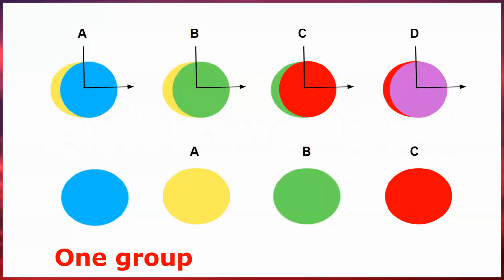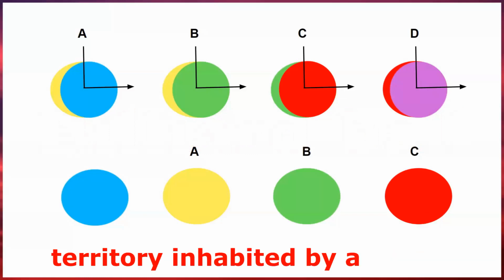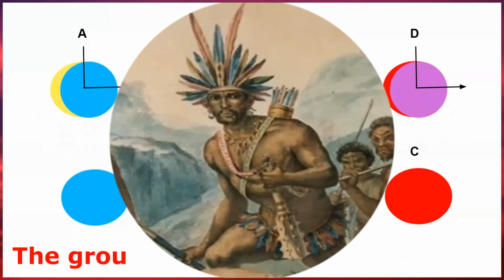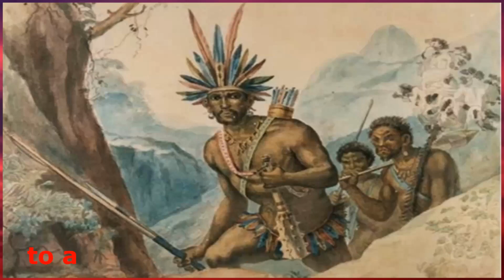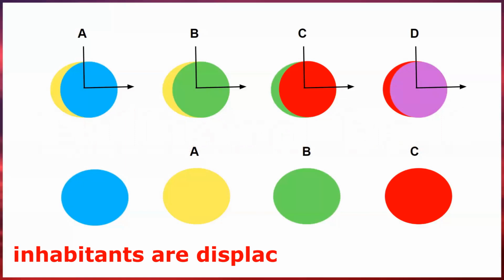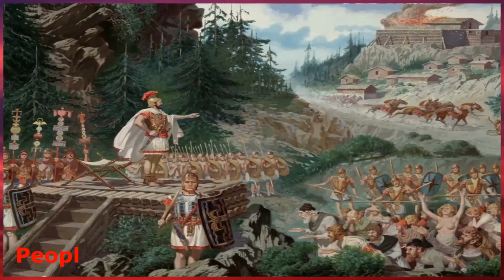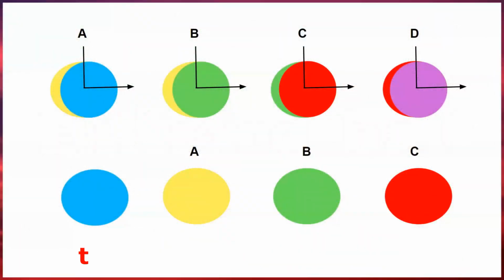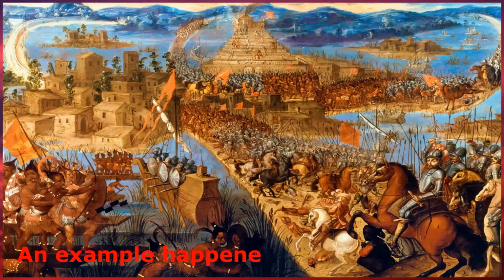Billiard ball. One group comes along into a territory inhabited by a group and pushes that group out so that they end up in that territory. The group that gets pushed out goes to a place where there are others living. Then they push them out. This continues each time the original inhabitants are displaced from their land. People continually being pushed like this can be represented by balls on a billiard table, and so this is called billiard ball migration.